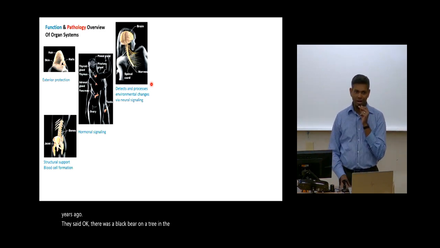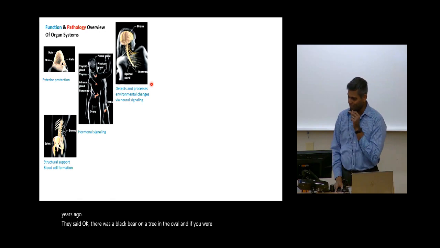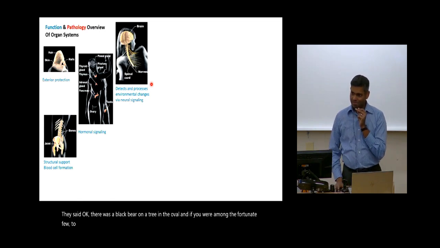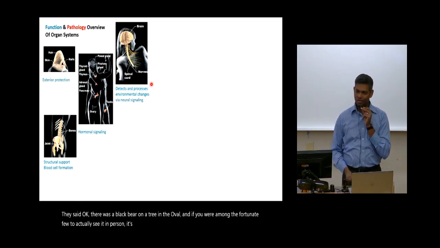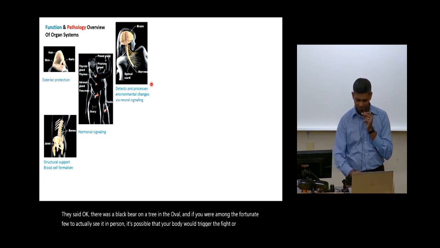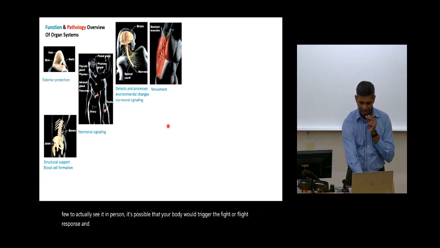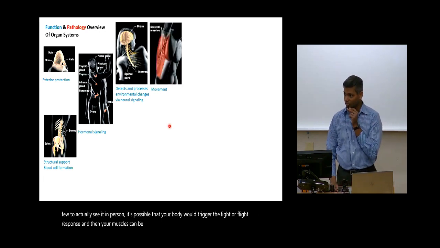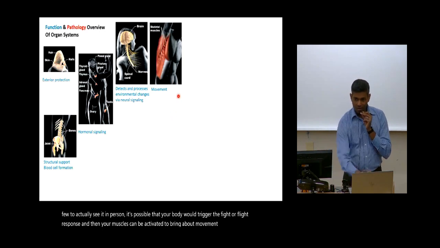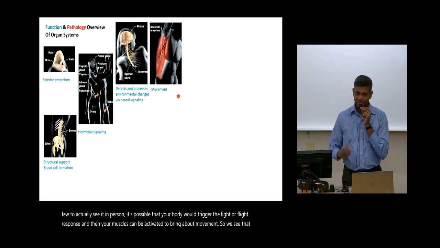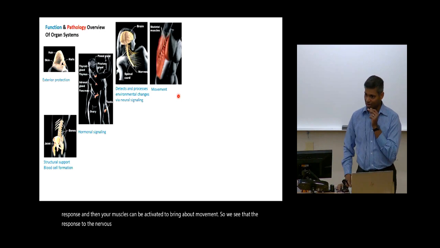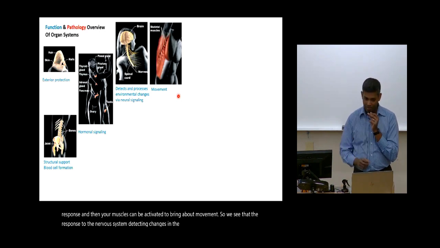And if you were among the fortunate few to actually see it in person, it's possible that your body would trigger the fight or flight response, and then your muscles can be activated to bring about movement. So we see that the response to the nervous system detecting changes in the environment could be movement.